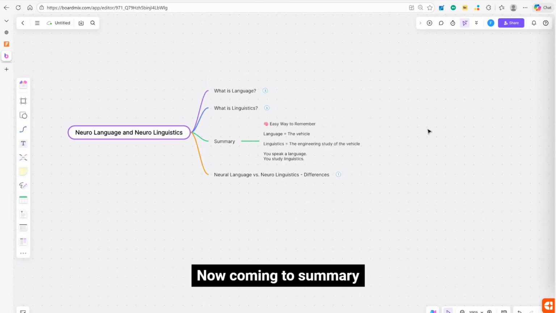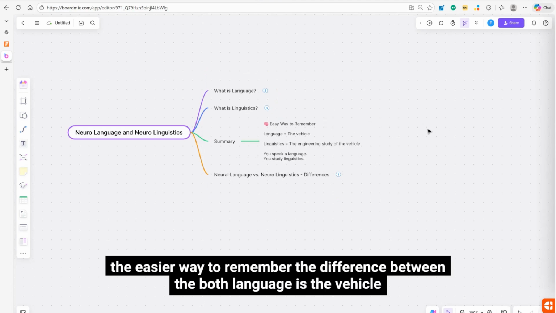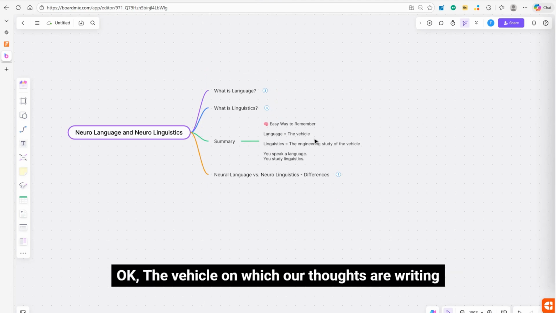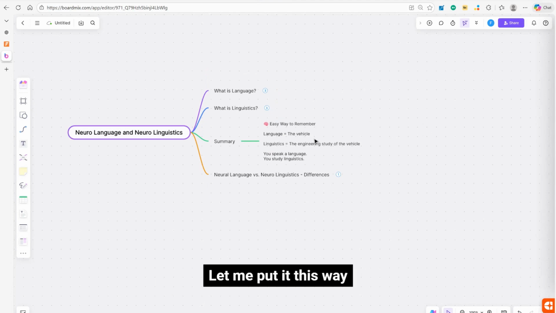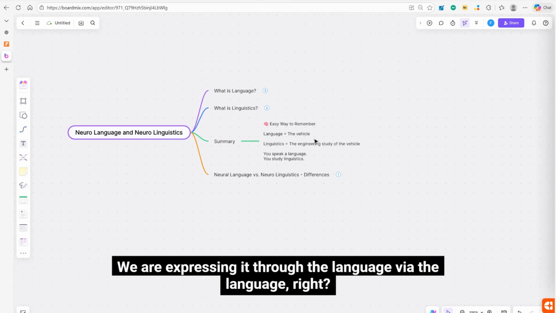Now coming to the summary, the easier way to remember the difference between the two: language is the vehicle, okay? The vehicle on which our thoughts are riding. Let me put it this way: how we express our thoughts, feelings, emotions, etc. The vehicle is the language. We are expressing it via the language, right?